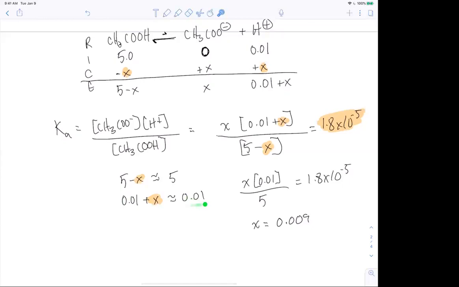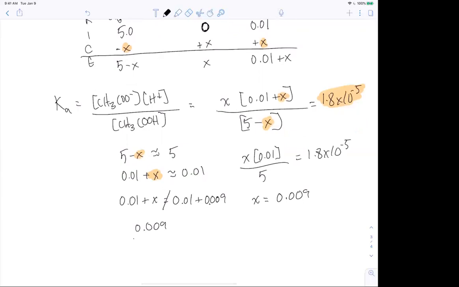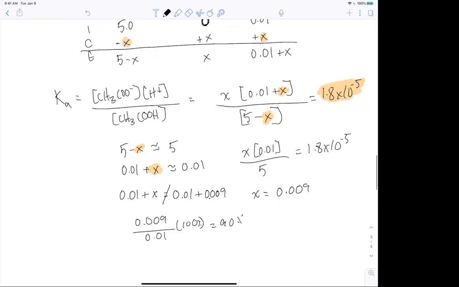So if I want to test that, I could say, well, 0.01 plus 0.009 is going to be equal to 0.019, which is not really that close to 0.01. If I want to look at it in terms of ratios, 0.09. If you want to look at it in terms of percentages, that's not even close. That's equal to 90%. So if it's greater than 5%, we know that our approximation failed. Okay, so our approximation here failed. This is how the approximations work.